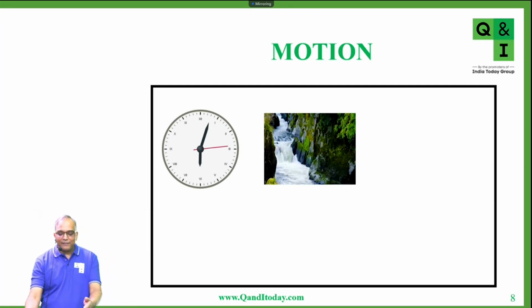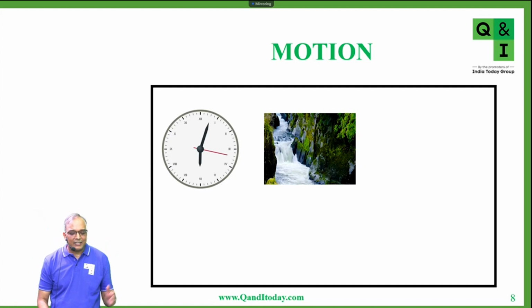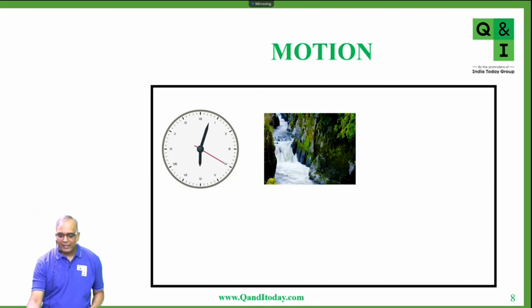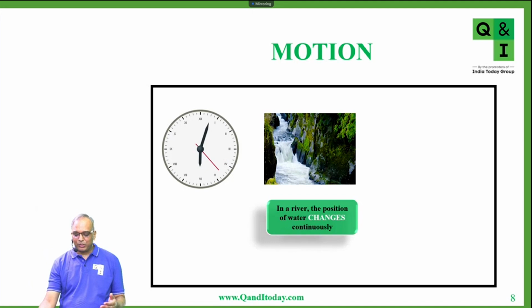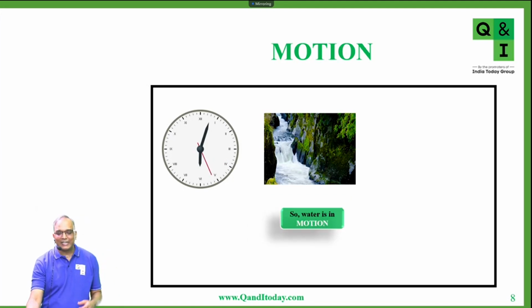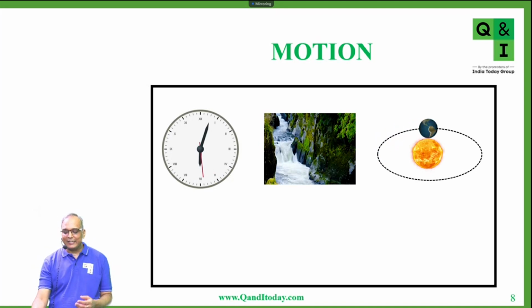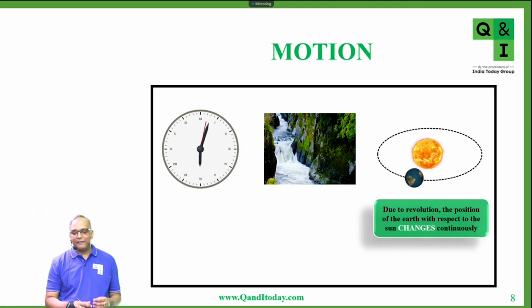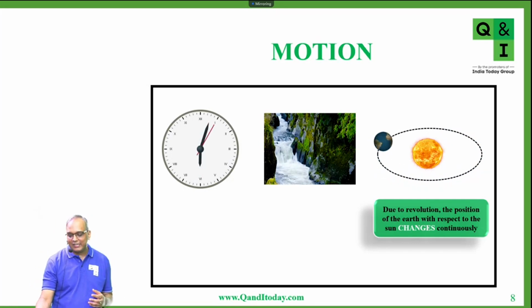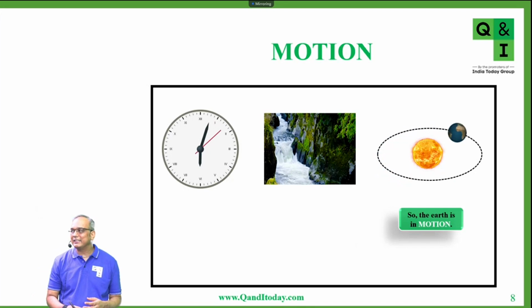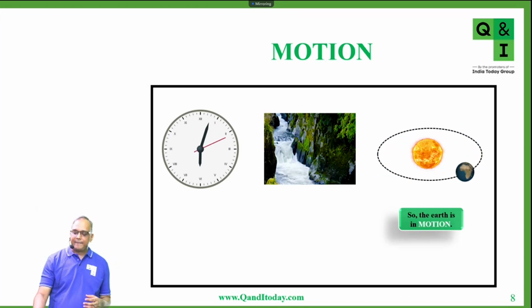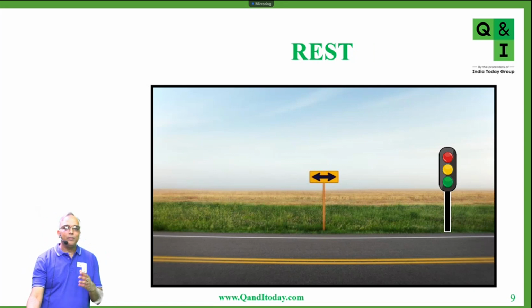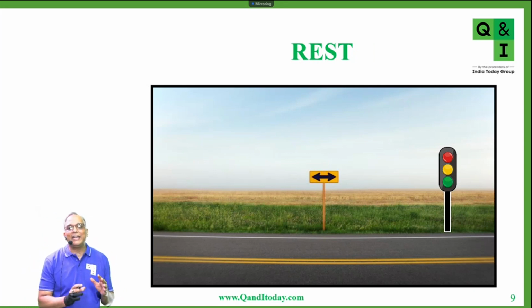Now next, in this figure, you can see that water is flowing in the river, and so the position of the water changes continuously. And again, we can say that the water is in motion. Now, third case, you can see the earth is revolving around the sun. So due to revolution, the position of the earth with respect to the sun changes continuously. And again, we say that the earth is in motion. Clear? Let's go ahead.